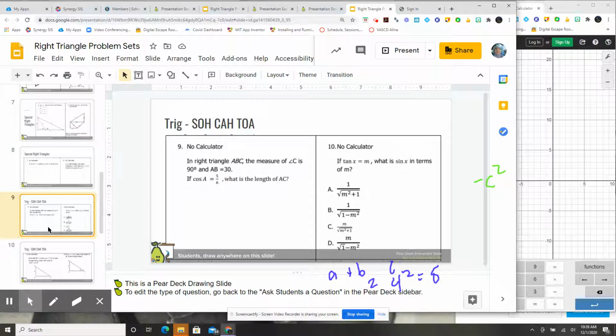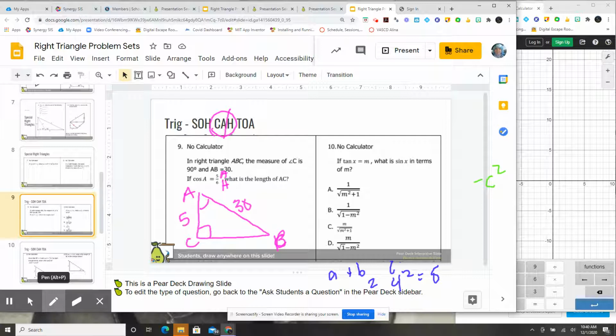Question number 9. In a right triangle ABC. Love it when it tells me exactly what to draw. The measure of C is 90 degrees. So A, B, and C. AB is 30. If cosine A is 5/6, so cosine is A over H. So A over H. Cosine of A is 5/6.